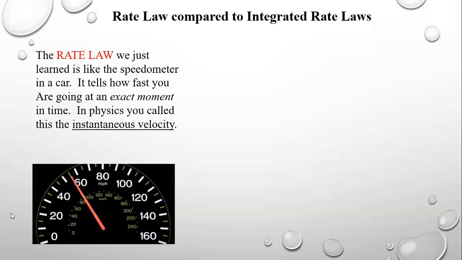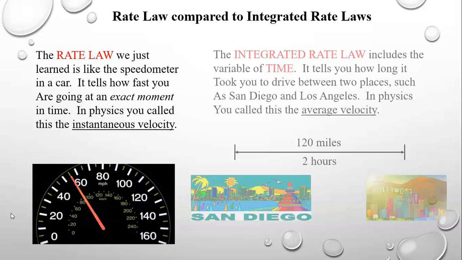The rate law that we studied in the previous lesson, we just learned, is like a speedometer in a car. It tells you how fast you're going at an exact moment in time. It tells you how fast you're going at exactly the moment that you look at the speedometer. It doesn't tell you how fast you're going 5 seconds before, 5 seconds after, or for the entire trip. It just tells you how fast you're going at exactly the moment you look at the speedometer. So in physics, you call this the instantaneous velocity.